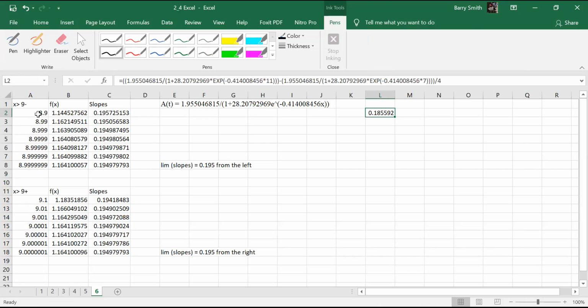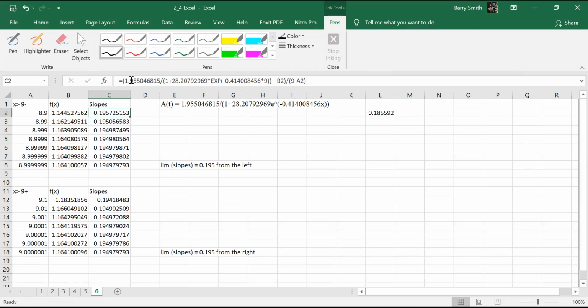At 9 minutes, we're going to go 8.9 on down until we get 8.9999, very, very close to 9. And then the other way, going down from the right, 9.1, 9.01, 9.0001. Then we plug our x into our original function, and we get these values for f of x.